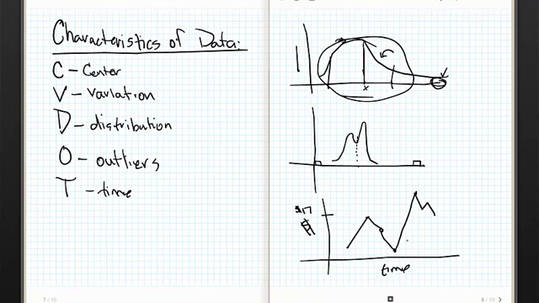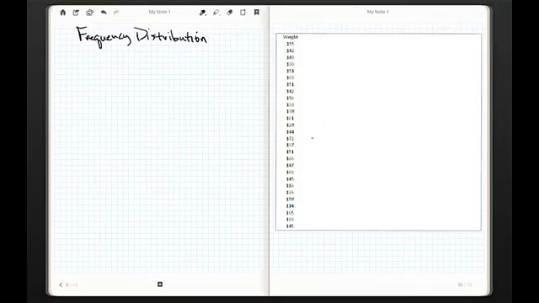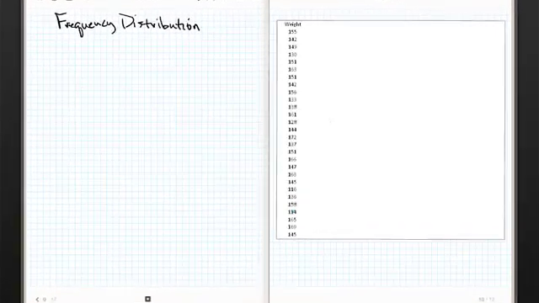So CVDOT is a good mnemonic to remember, sort of what to have in the back of your head when you're looking at a distribution, when you're looking at how data displays itself. Okay, now we're going to talk a little bit about something called a frequency distribution. A frequency distribution is simply a way to organize data. So we have that mnemonic device back here that I showed you.